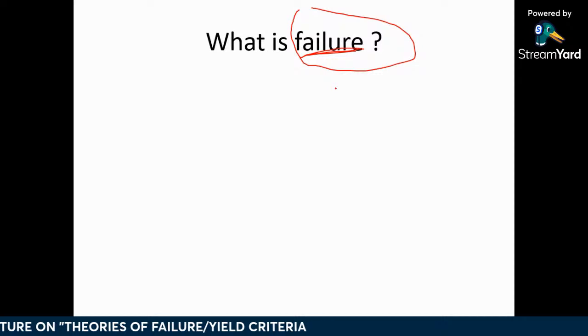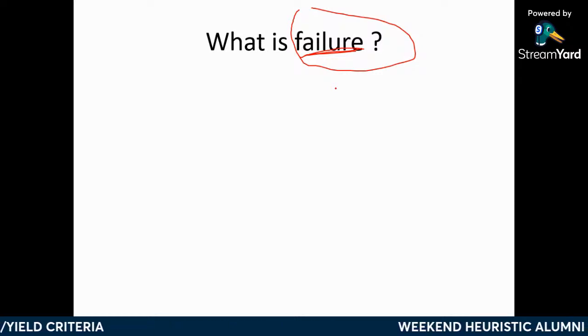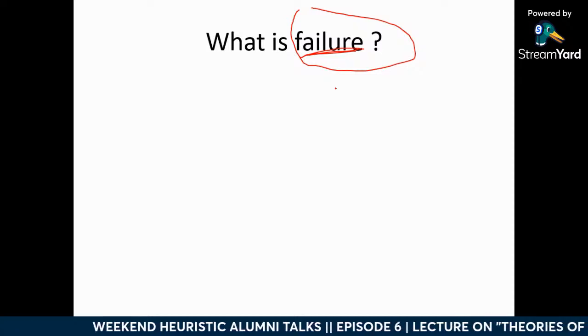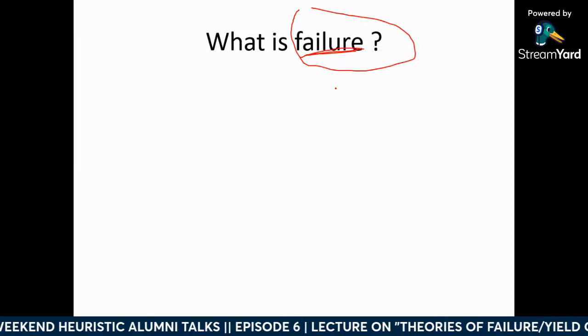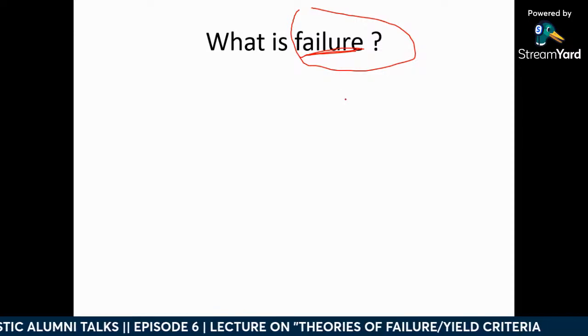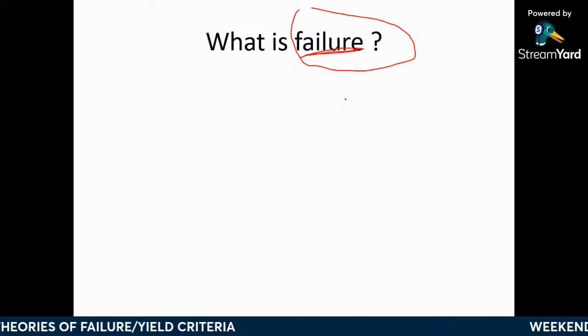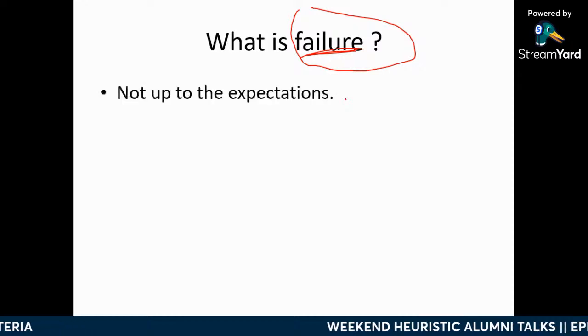In this context, what is failure from an engineering perspective? In general, when you consider something a fail or a success, you put some expectations, right? If you don't meet that expectation, obviously you consider it a fail, and if you meet expectations, you consider it a success, right? So failure means it is not up to the expectations.